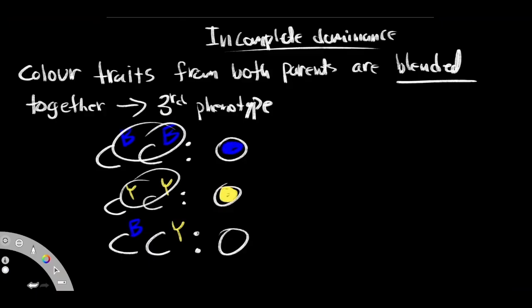And the reason why we add these as superscripts is because we need to ensure we're emphasizing that they are neither dominant or recessive. They are equal. So if you get something like blue and yellow, what do you think you're going to get? You guessed it, you're going to be getting green, okay?